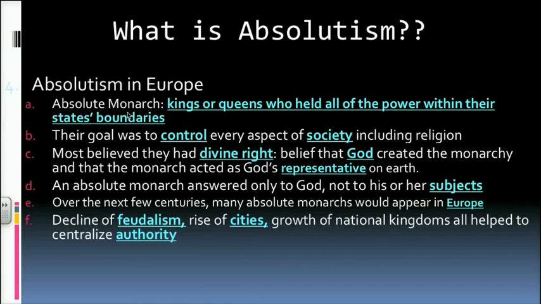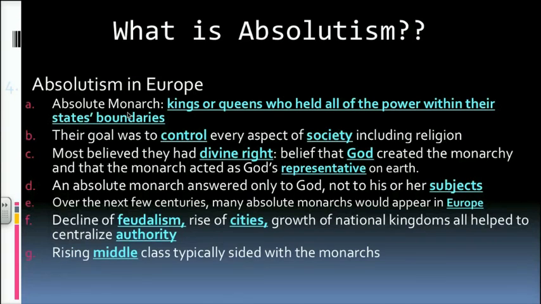How did this happen? How did this authority become so strong for one person to have all this power? Well, there's a lot of different things. The decline of feudalism, the rise of cities, growth of national kingdoms, all of these things helped to centralize authority. And what I mean by centralized authority is that power is consolidated into one place or into one role, in this case, a king or a queen. So a lot of factors played into this.